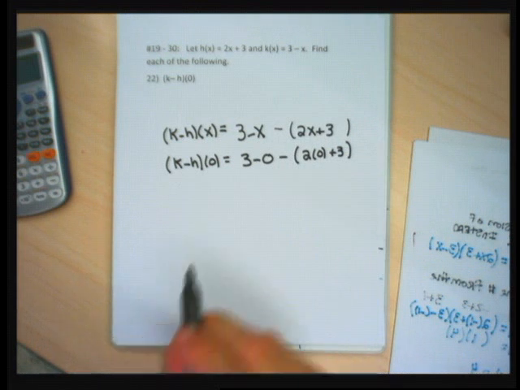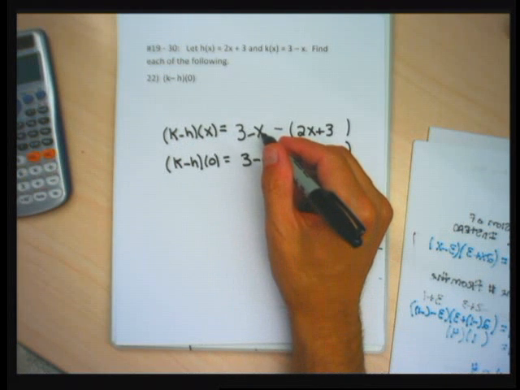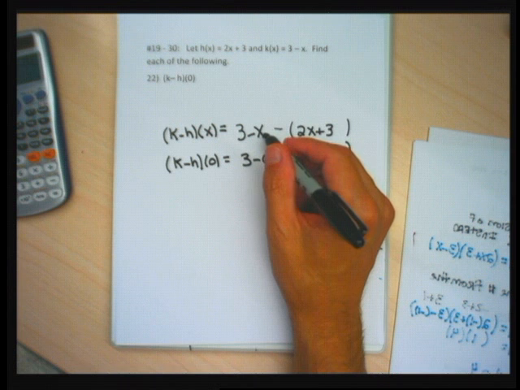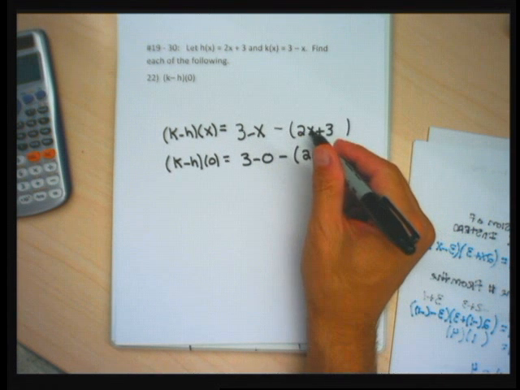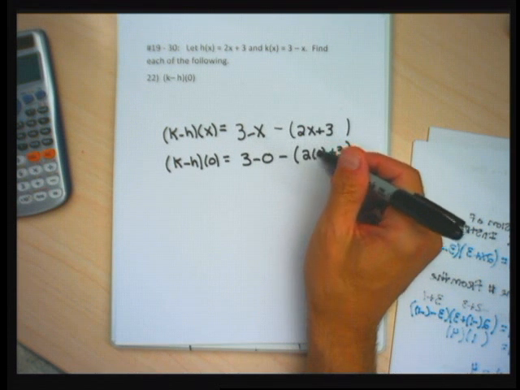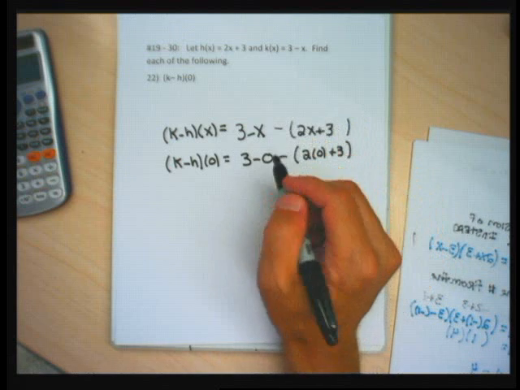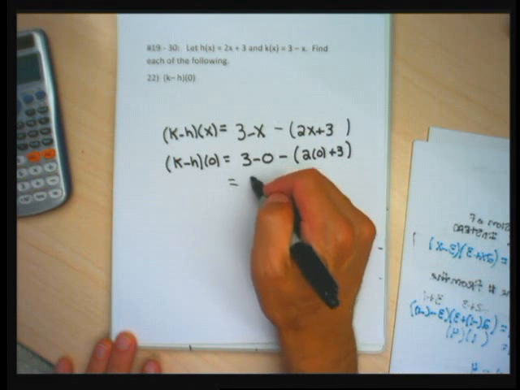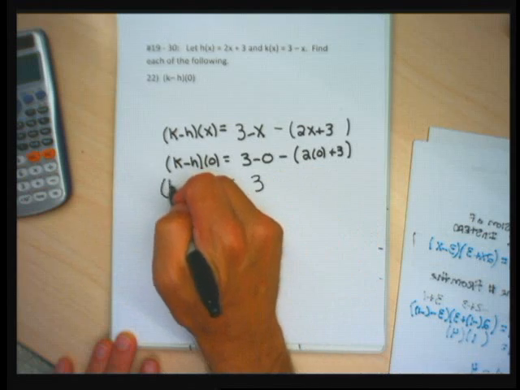So I changed this x to a 0. I could put it in the parentheses if I wanted to, but I didn't really need to. And inside the parentheses, I could have put a times sign or a parentheses. So outside the parentheses, I have 3 minus 0, which is just 3.